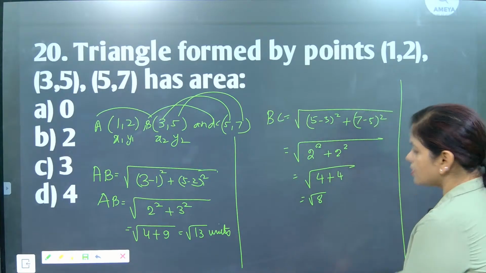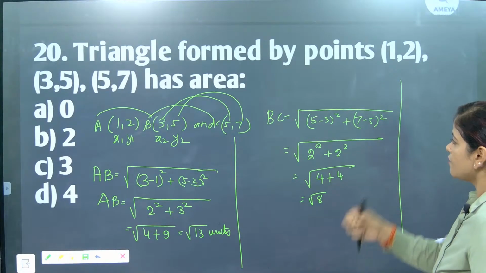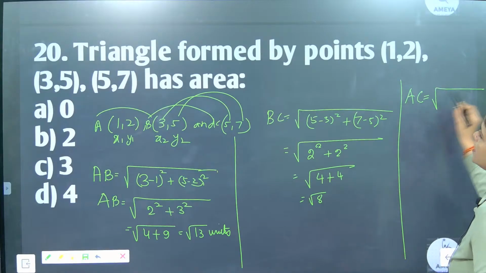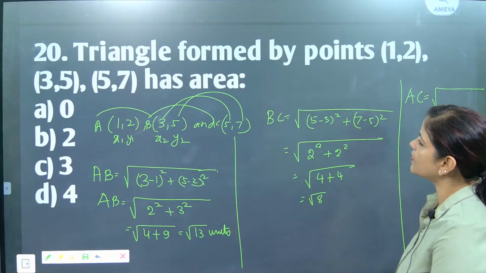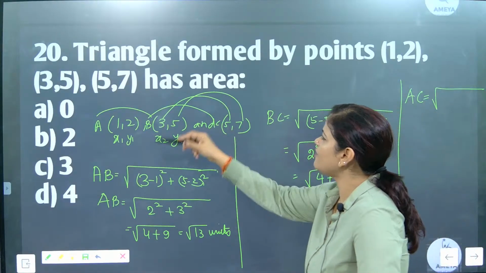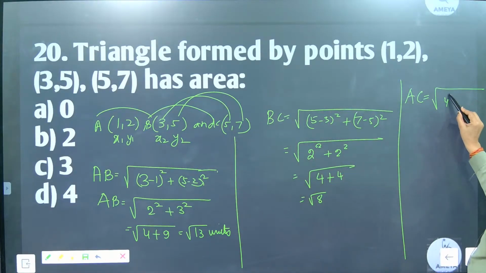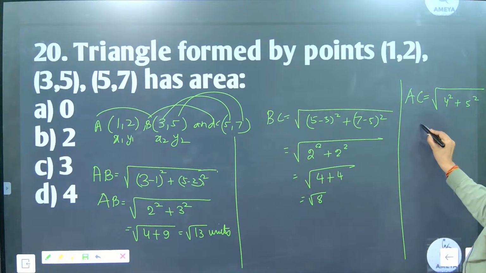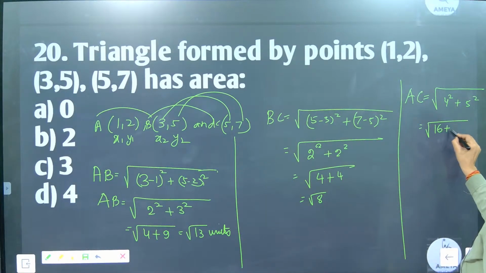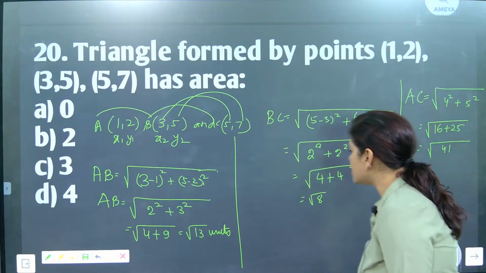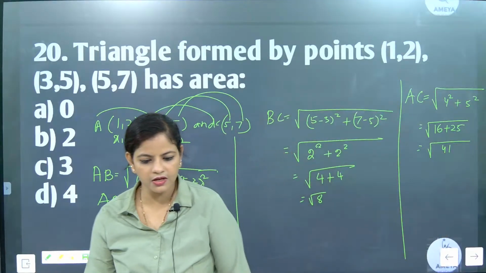Now look here. We will be talking about AC. When we are solving AC, what will it be? First we have used the formula, then AC will be 5 minus 1, 4 square, and 7 minus 2, 5 square. Now it is coming as 16 plus 25. So 16 plus 25 comes as how much? 41. Now is there any comparison, any relation here?